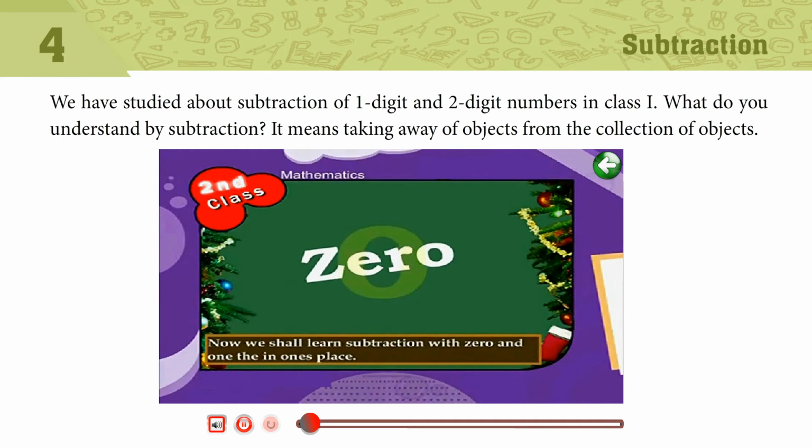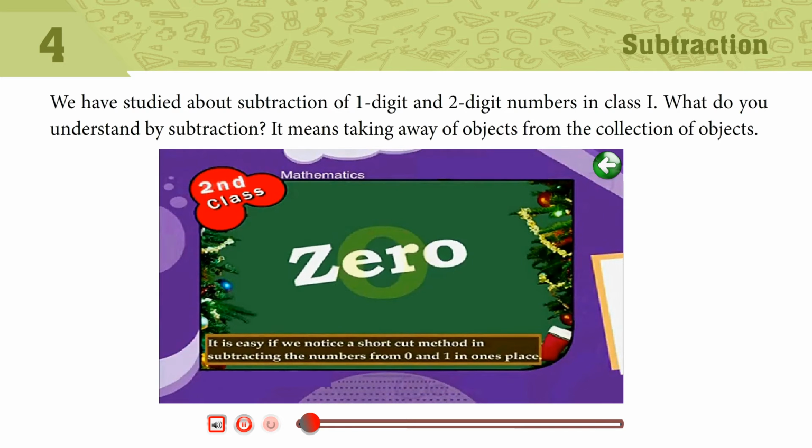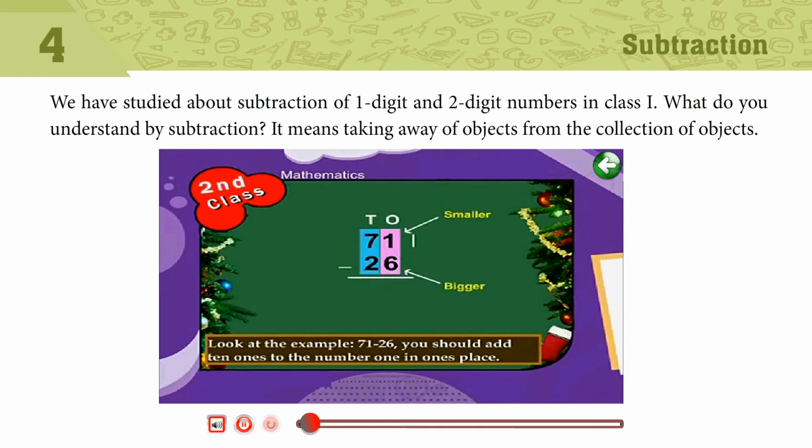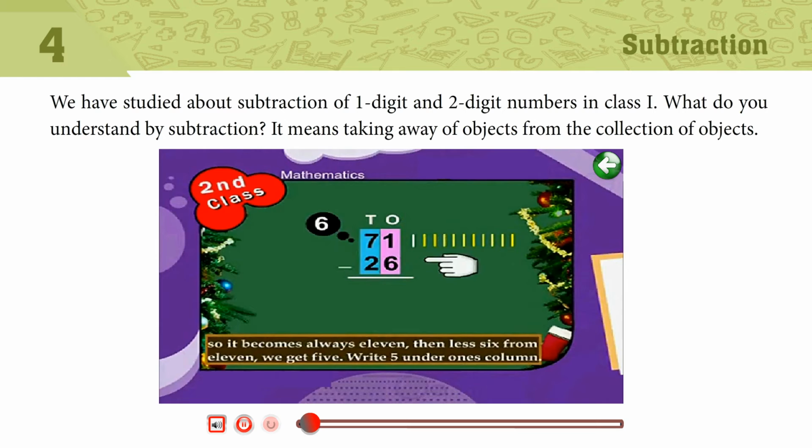Now we shall learn subtraction with 0 and 1 in the ones place. It is easy if we notice a shortcut method in subtracting the number from 0 and 1 in ones place. Look at the example. 71 minus 26. You should add 10 ones to the number 1 in ones place. So it becomes 11. Then 6 less from 11. We get 5. Write 5 under ones column.